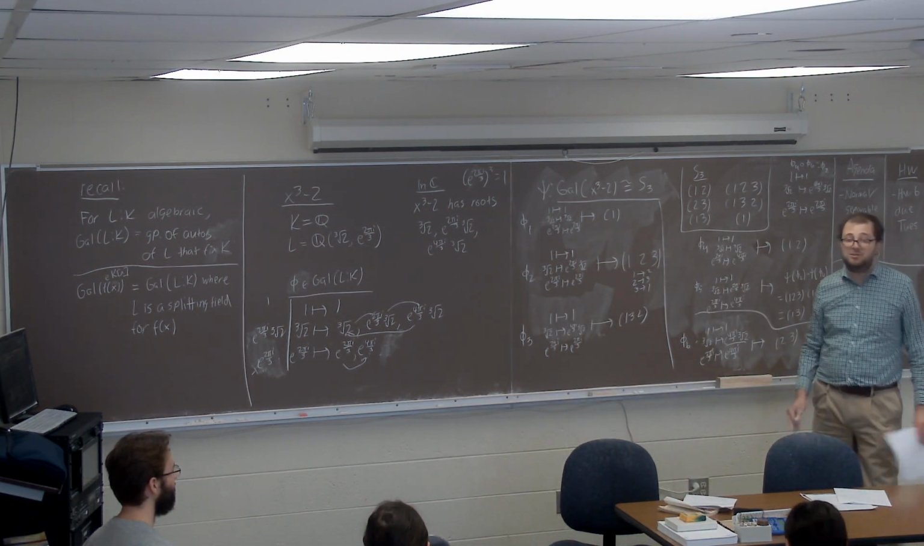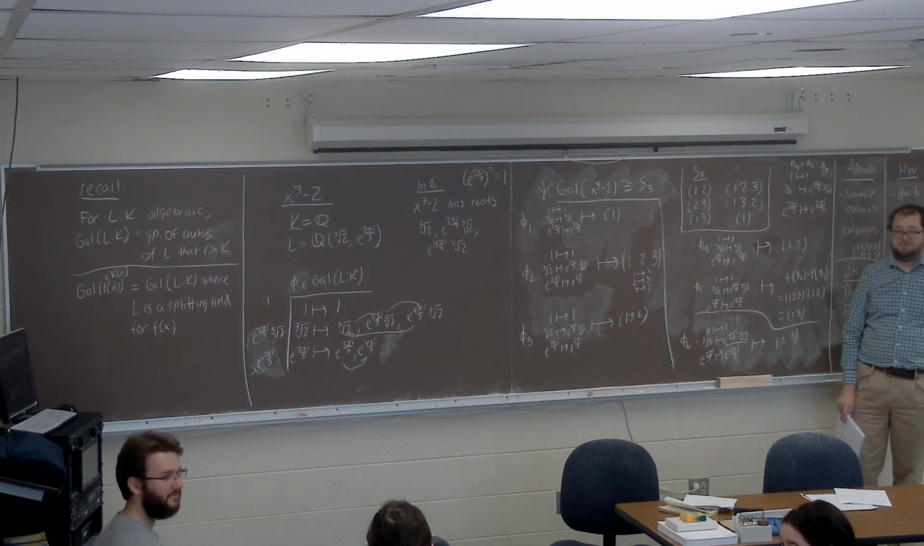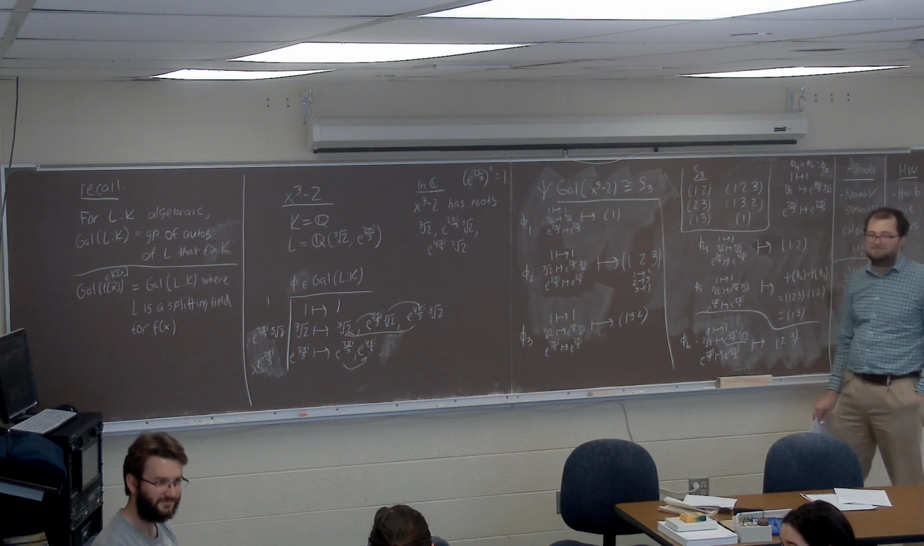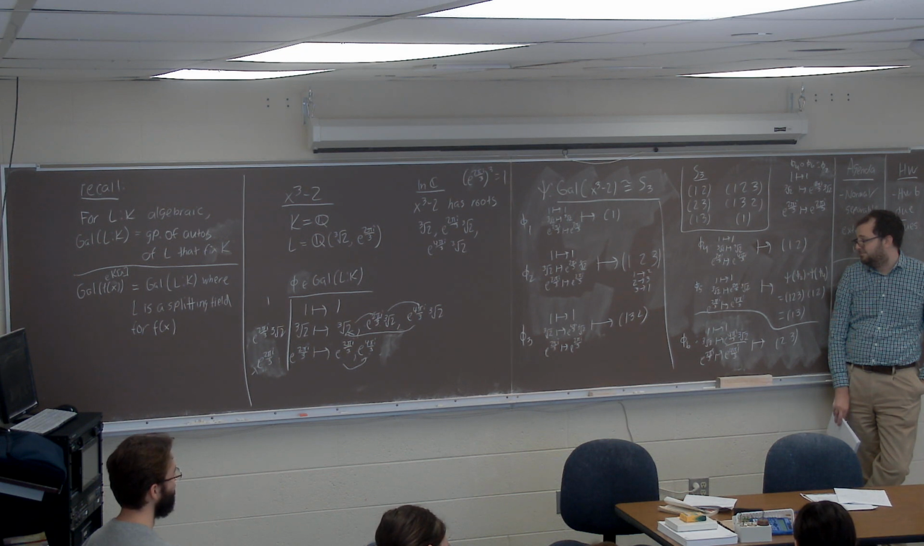Any other questions or comments about computing Galois groups? When you're composing the map with itself, where do you map e to the 4 pi i over 3 again? Because there's no direct mapping defined.